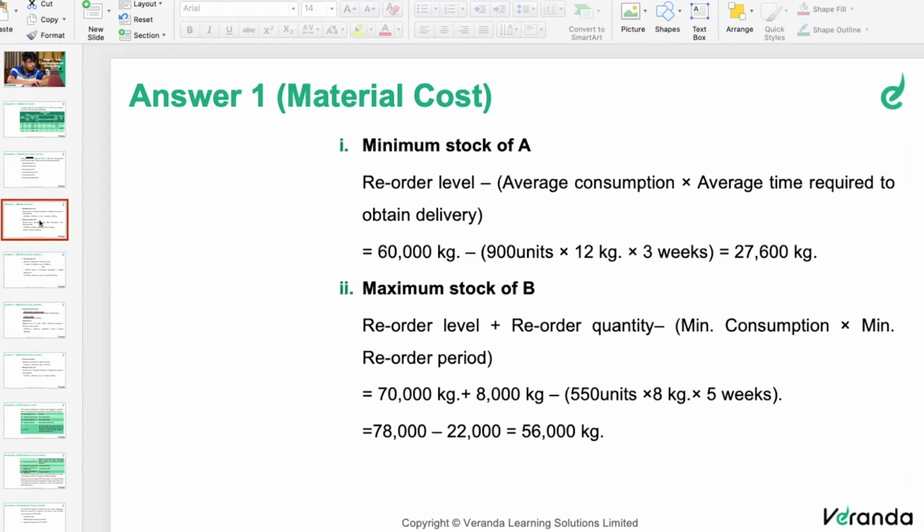Understood the logic or not? So, reorder level 60,000 kg is given in this question, minus average consumption, which you have to compute: average finished goods 900, to produce one product you need 12 kgs of raw material, into average lead time 3 weeks, which is given. So what is the answer? 27,600 is the minimum stock level of A. Kindly check if it tallies or not.